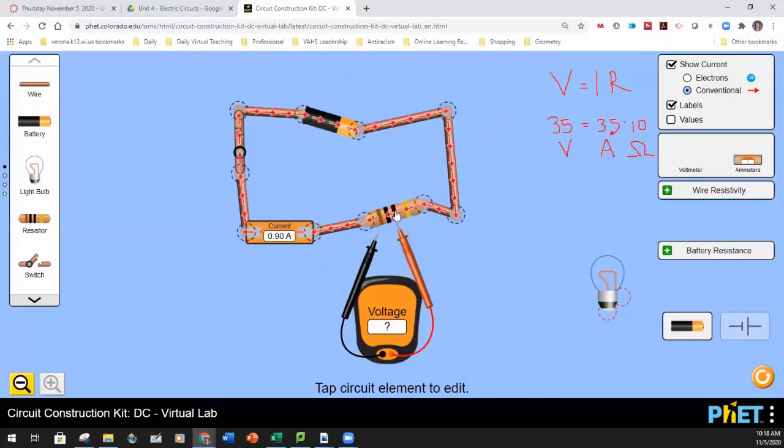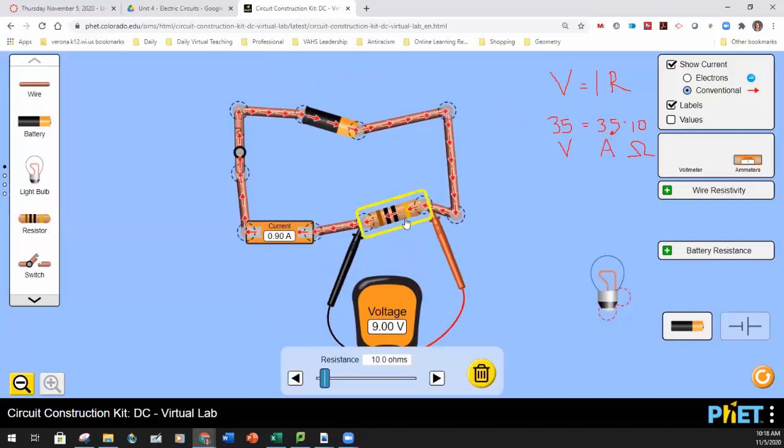And I'm going to double click on this resistor, and I have it set to 10 ohms. And so now I know that this resistor is set at 10 ohms. And I'm going to talk about the resistor and these stripes in a little bit. But again, I know the resistance is set at 10 ohms.